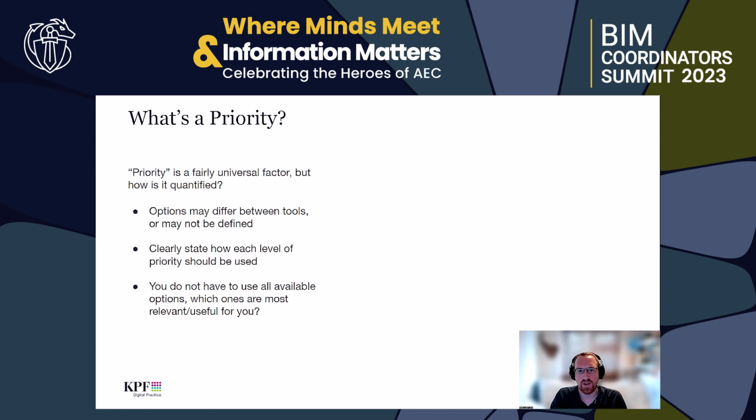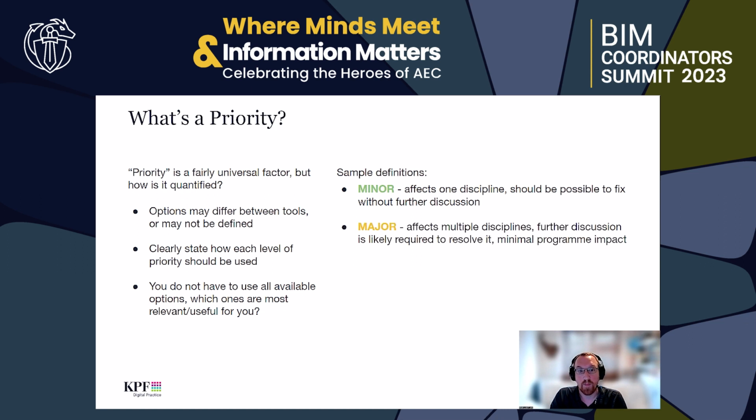First, a minor issue, as we define it, affects only a single discipline. For example, an architecture versus architecture clash that should be easy enough to fix without further discussion once it's been highlighted. A major issue is one that affects multiple disciplines. For example, a structure versus MEP clash, perhaps. And if an immediate agreement cannot be reached in the coordination session, further discussion is likely required to resolve it. Though in this instance, impact on program is likely to be minimal.